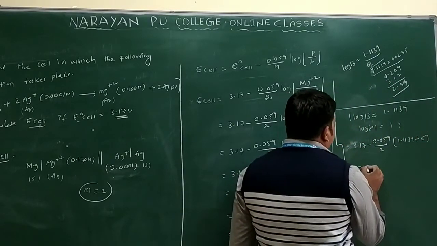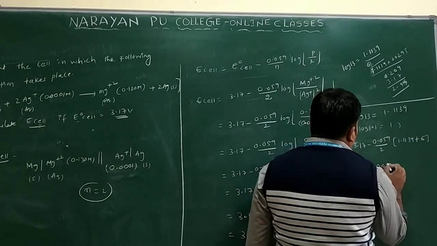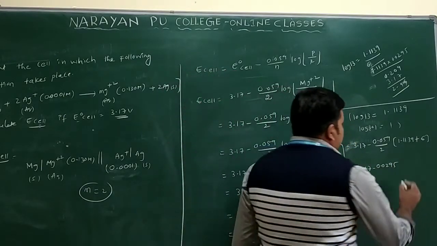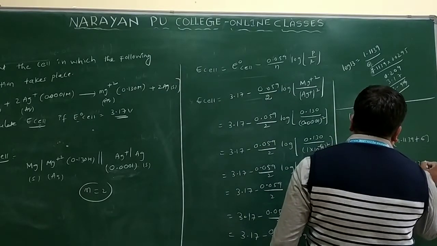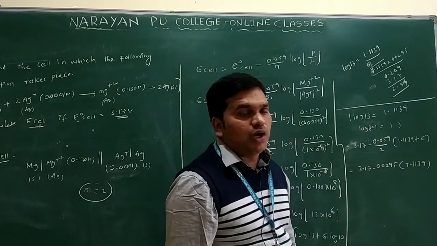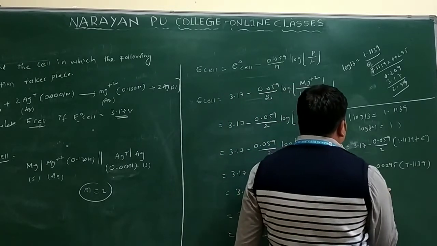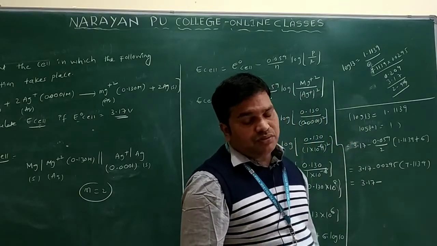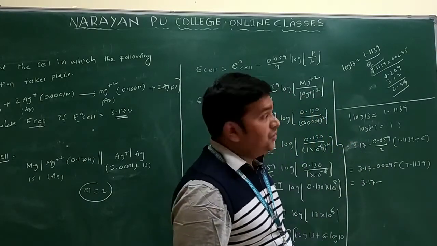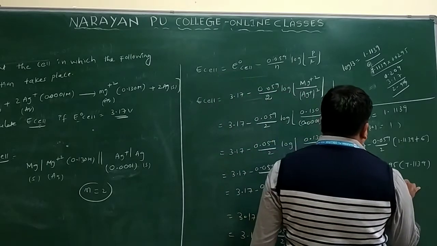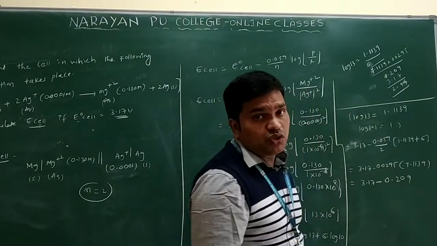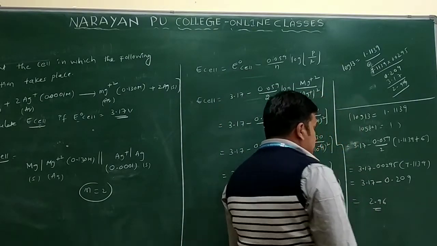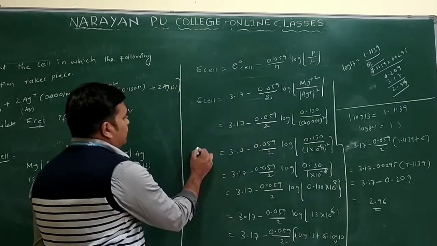I will write this one: 3.17 minus 0.0295 only. 0.059 by 2 is 0.0295 only. So this is 7.1139. Now we have 3.17 minus you can multiply this one, 0.0295 into 7.1139. Approximately you will get 0.209 only. If you do the calculation, approximately you will get here 2.96 volt only. So that is the E cell for the reaction only.